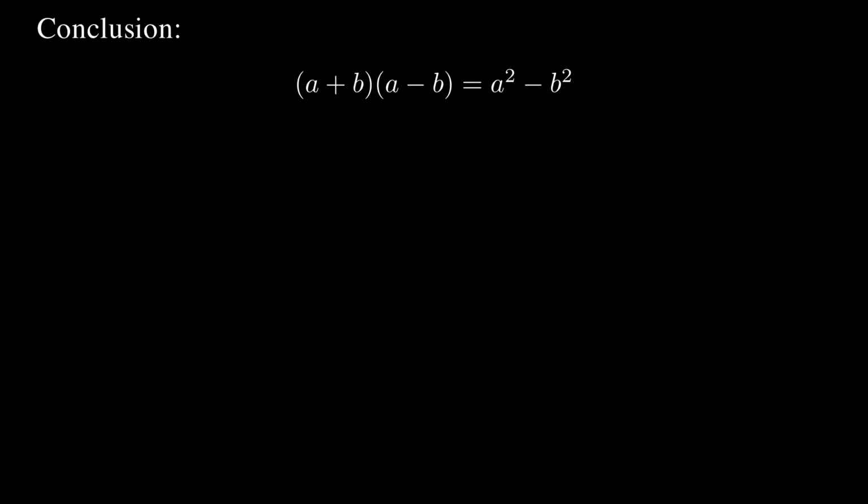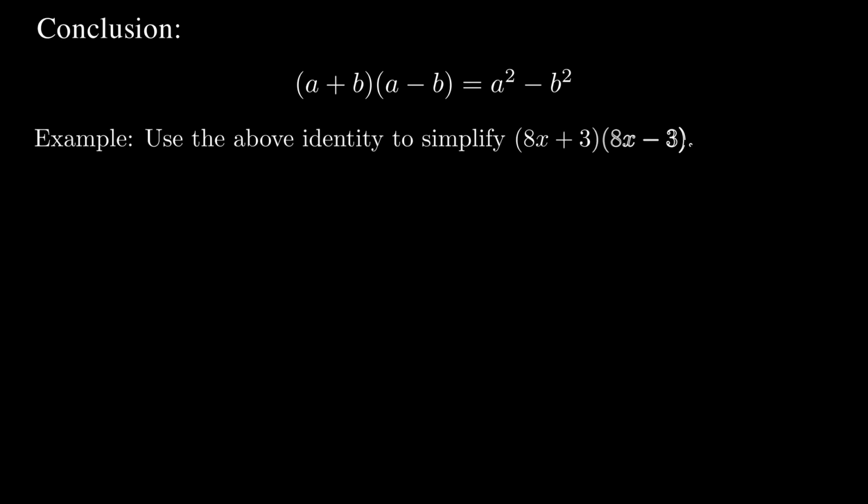At last, we have that (a + b)(a - b) can be expressed as a squared minus b squared, which is our third fundamental algebraic identity. Now, let us see one application of this identity with the help of an example.